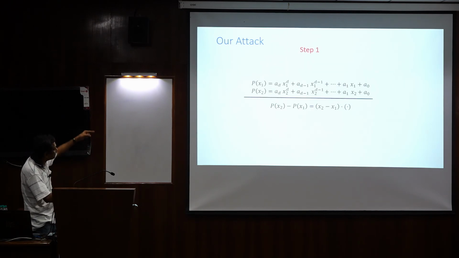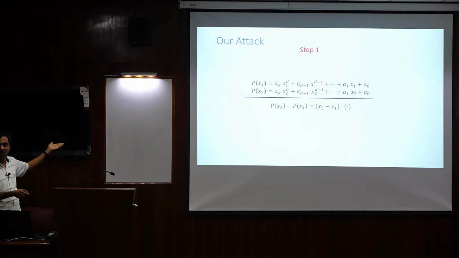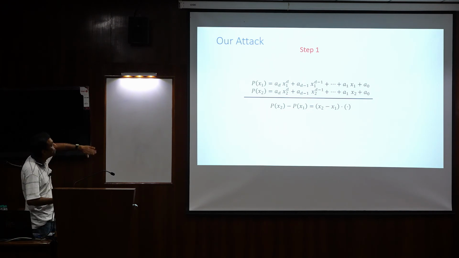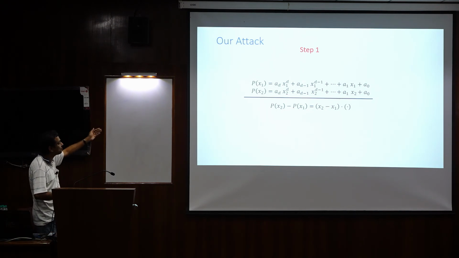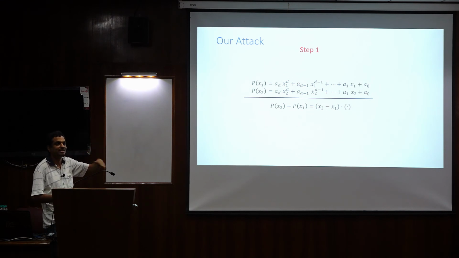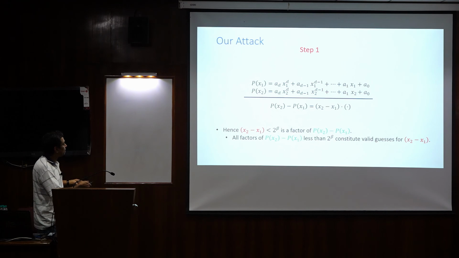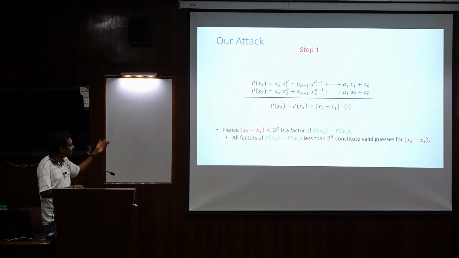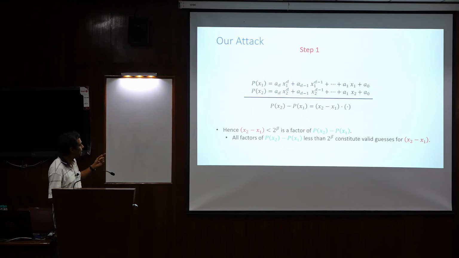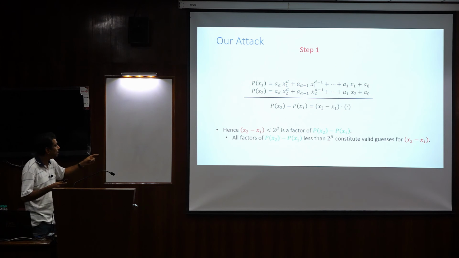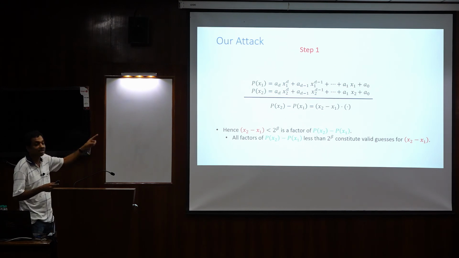So what we know is that the p(x1) and p(x2), as I mentioned, is what we know from server B, and we compute the difference of these two, which means that x2 minus x1 is actually a factor of p(x2) minus p(x1), and as a matter of fact, all factors of p(x2) minus p(x1) is actually a plausible solution for the x2 minus x1 value.